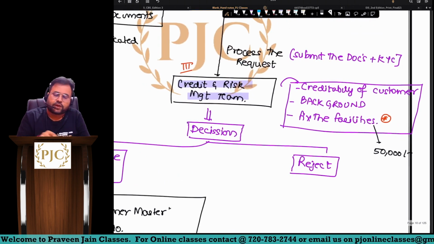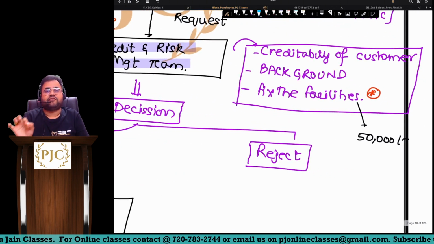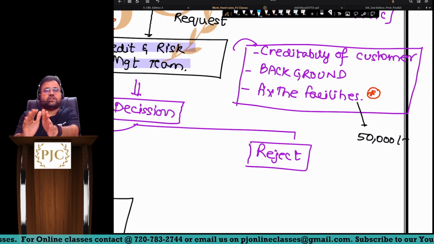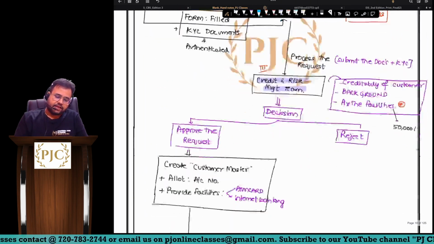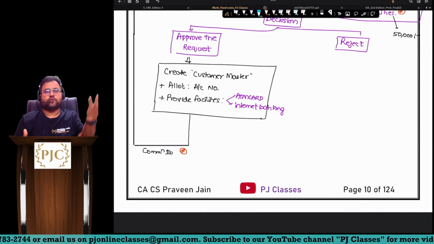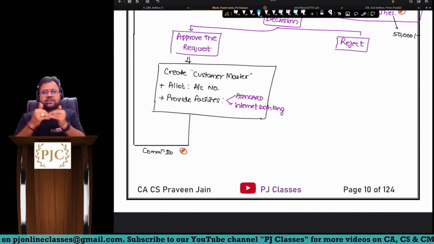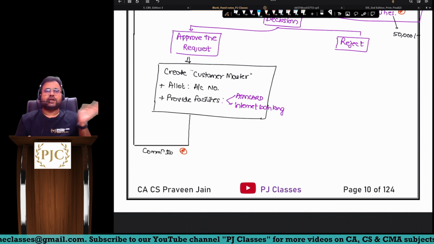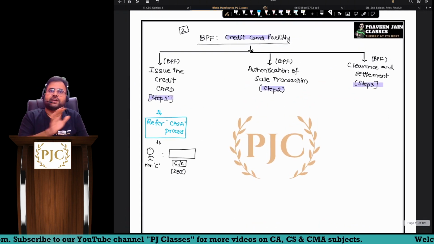So that credit limit has to be set. Here you can see, in the credit and risk management team, one additional point you have to write: star mark, 50,000 is the credit limit, sir. This credit limit has to be set by the credit and risk management team, sir. And in communication, we will also be sending the credit card by post, sir. So these are the only two points of difference compared to CASA. Otherwise, the process flow for issuance of credit card is the same.